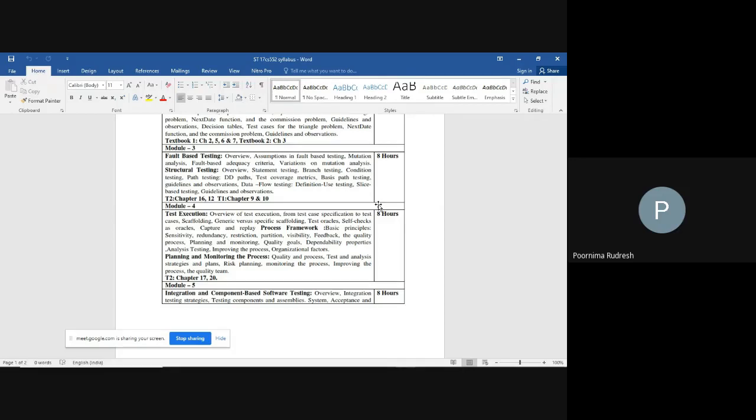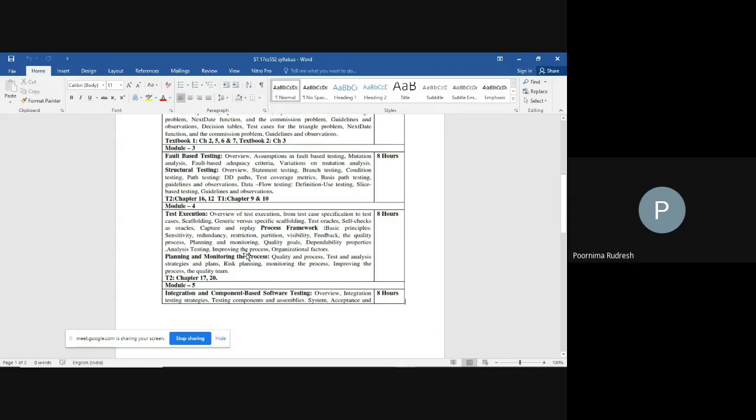Next, you are going to study the different analysis strategies and plans. Next is risk planning, monitoring the process, then improving the process, and then what the quality team is. So these things you are going to study in module 4, and the topics are taken from textbook 2, and the chapters are 17 and 20. So two chapters you are going to study in module 4 from textbook 2.